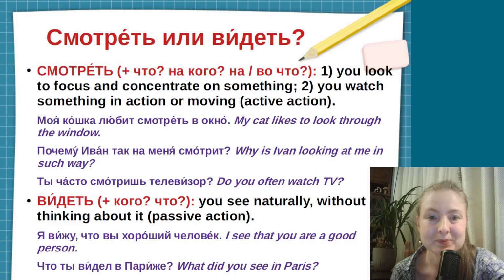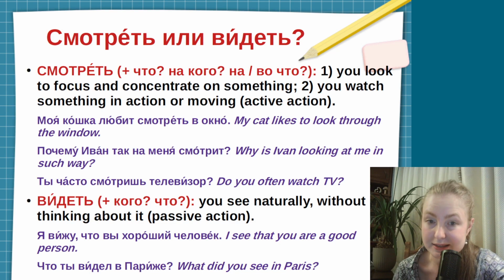Examples. Я вижу, что вы хороший человек. I see that you are a good person. And the second example: Что ты видел в Париже? What did you see in Paris? Of course, when you come to another city, you visit different parks, museums, restaurants, cafes, etc.